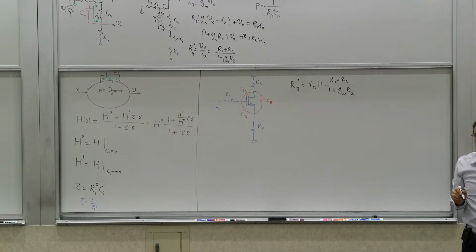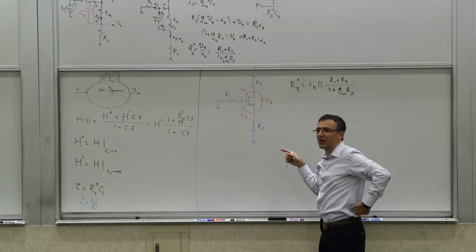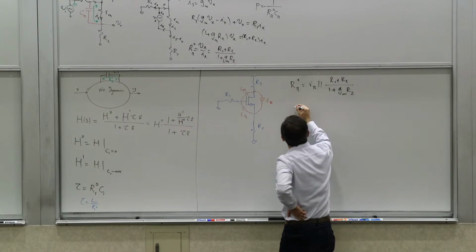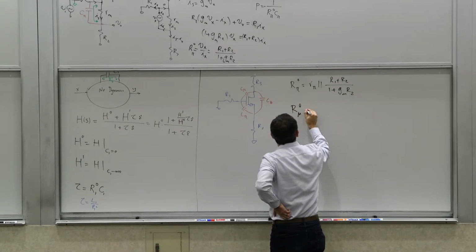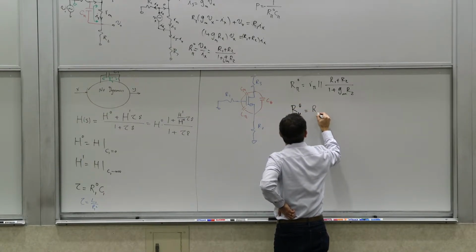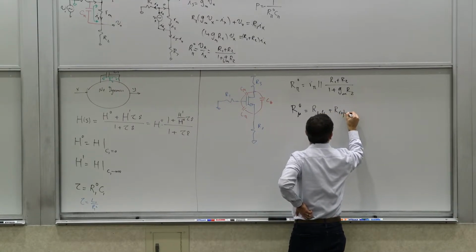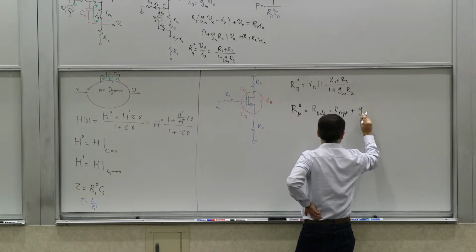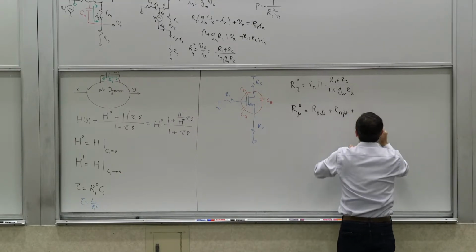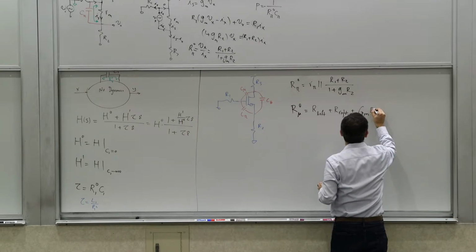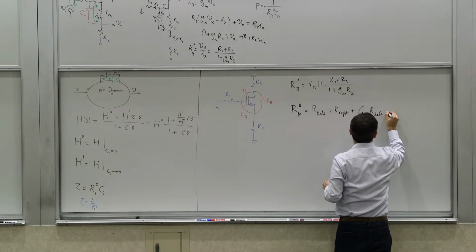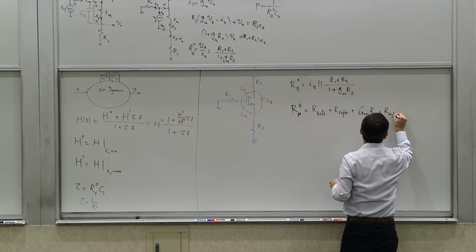That's that resistor. Sorry, that resistor appears somewhere else. That's the R left for R mu. Now, R mu 0 is what we call R left plus R right plus capital GM, the effective GM, R left, R right.